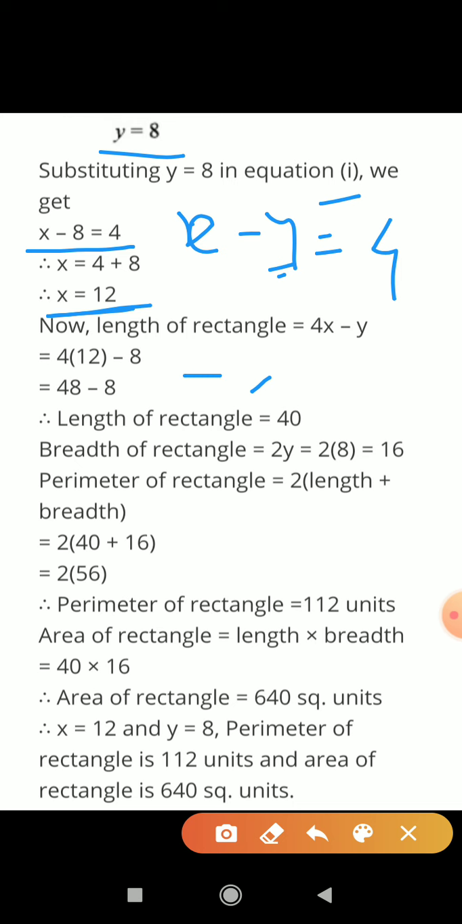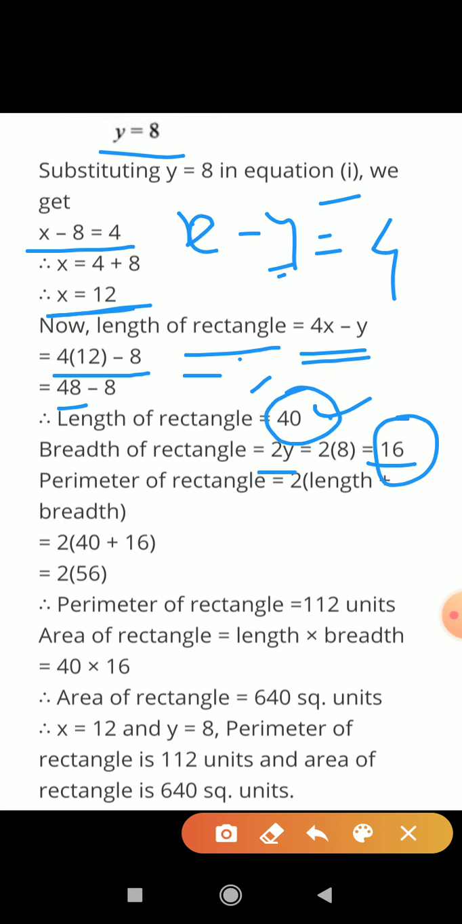So one of the lengths of the rectangle is 4x minus y. Put the values of x and y: x is 12 and y is 8. So 4 into 12 minus 8, 4 into 12 becomes 48, and 48 minus 8 becomes 40. Then calculate the breadth. One of the breadths was 2y, so 2 into 8 becomes 16. So the breadth of the rectangle is 16 and the length of the rectangle is 40.